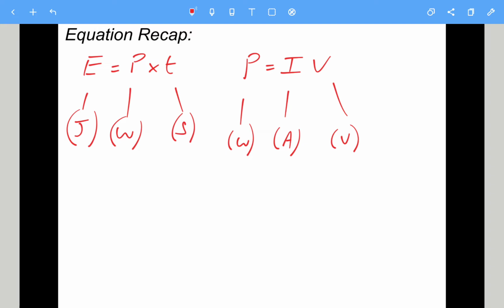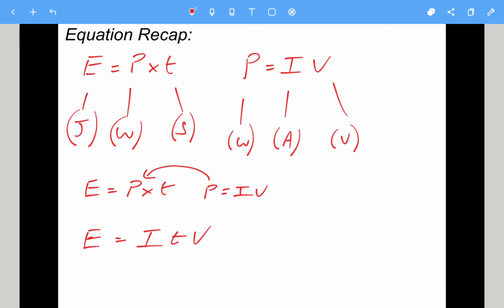And what we can do is combine these two together. So we've got E equals P times T, power times time. But then we've also got power is current times voltage, and we can substitute that into there. So what we end up with is energy equals I times V times T, or as I like to remember it, ITV.